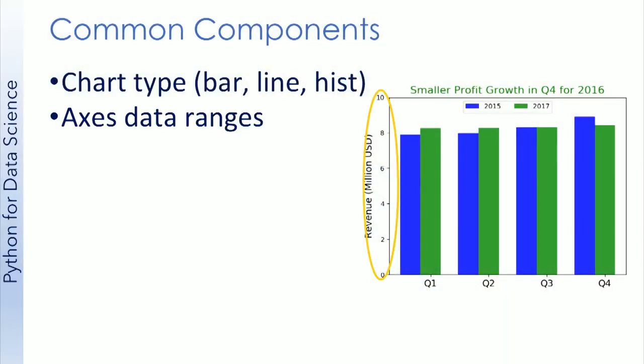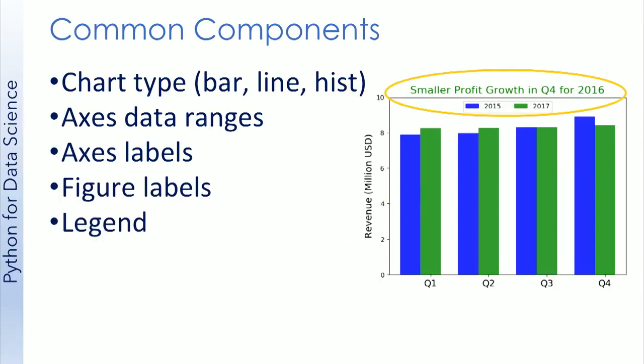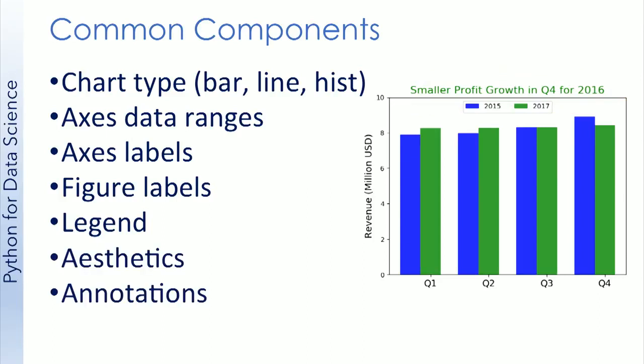The common features are the chart type, and here we have a bar chart. Next, we have the ranges for the X and the Y values. We have possible labels for the axes. We could also possibly label the figure itself and provide a legend. And then lastly, aesthetics like font size, line size, plot size, and even more complex things like annotations can be added.